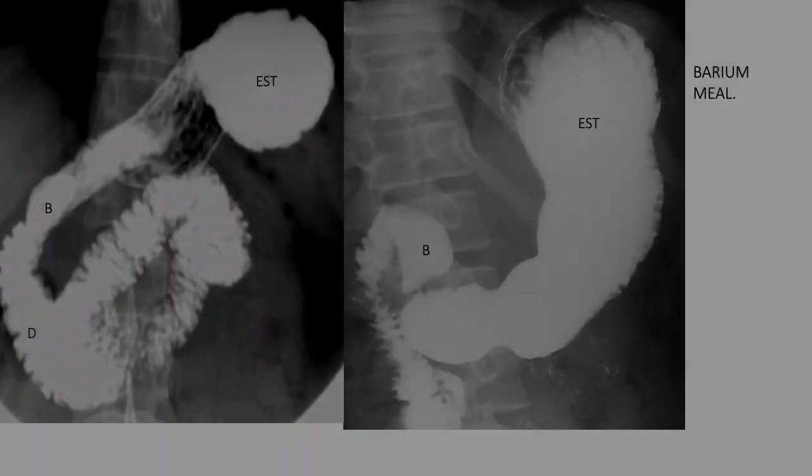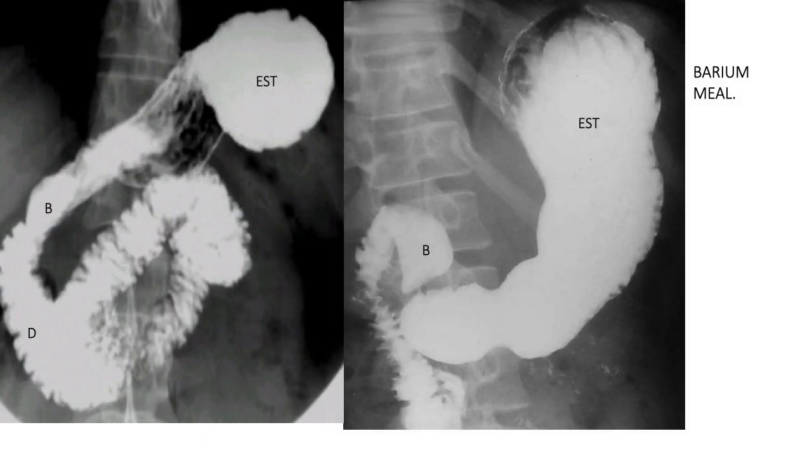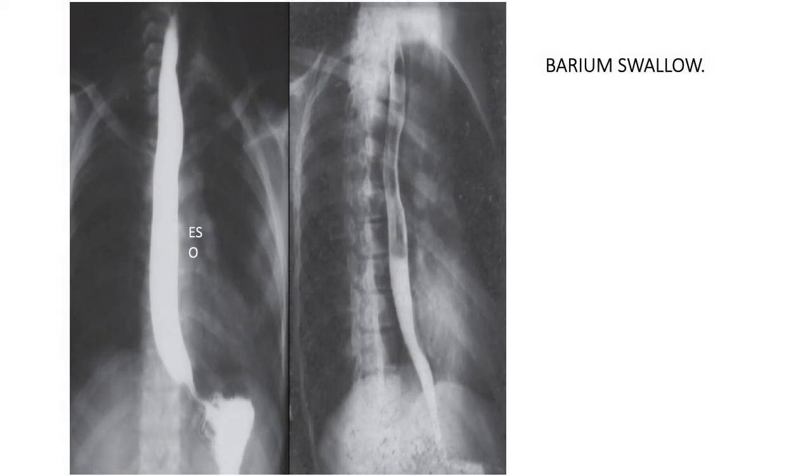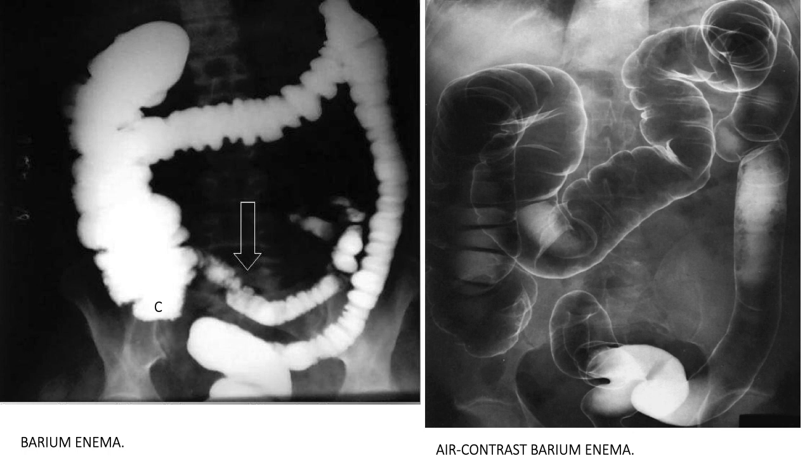So let's remember very fast the anatomy. This is a barium meal. So you can see the stomach and duodenum. With the barium swallow, you can see the full esophagus here. Then this on your left is the barium enema. So you can see the whole colon, the cecum, ascending colon, hepatic flexure, transverse colon, splenic flexure, descending colon, sigmoid, and rectum. And on your right, you can see the double contrast barium enema.